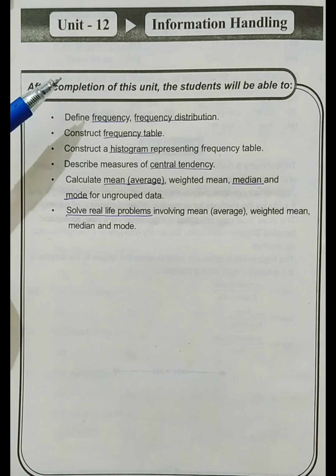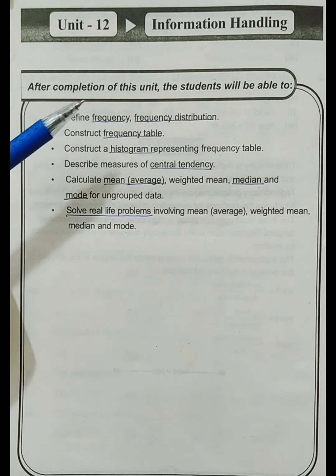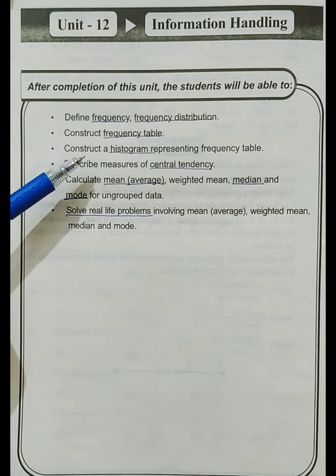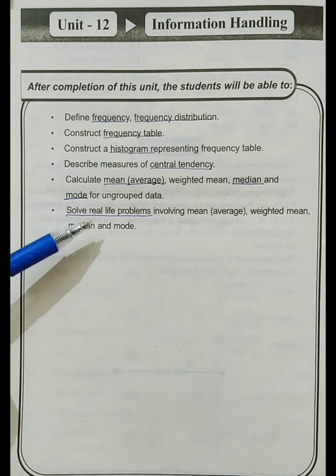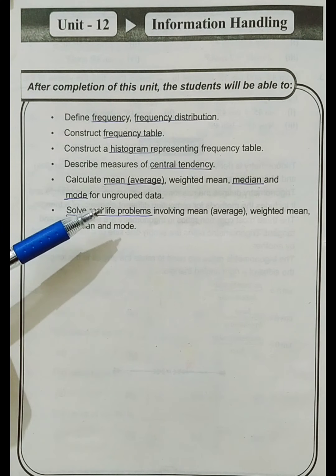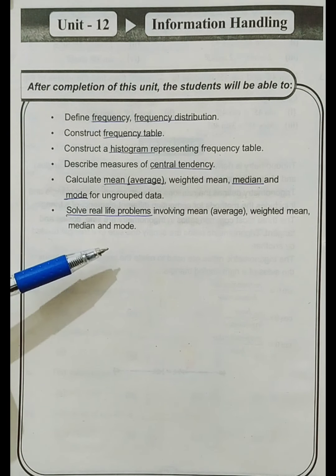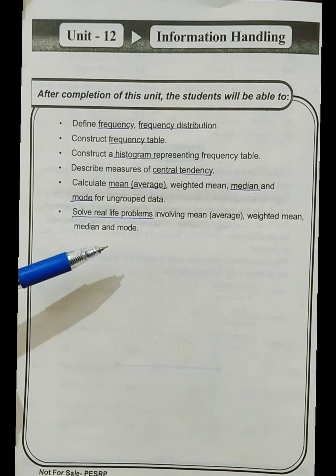Today we start our new chapter, unit number 12, information handling. In this chapter we learn about frequency distribution, frequency table, histogram, central tendency, mean, which is average, median and mode, and real life problems involving mean, median and mode.